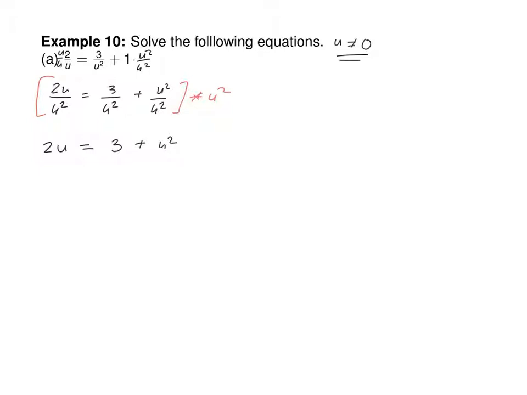And that's kind of like the verbs and adjectives and stuff are out of order in a sentence, and it kind of bothers me. So I'm going to rewrite that as 0 equals u squared minus 2u plus 3. Does that make sense? Okay.